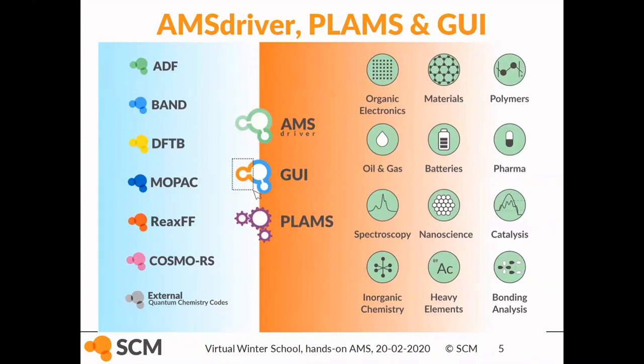On the right-hand side, these are the typical applications that people would use the software for. Originally it was mostly spectroscopy and inorganic chemistry, but there are more and more applications where people use the Amsterdam Modeling Suite nowadays.